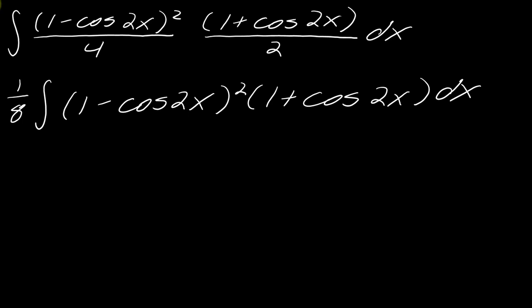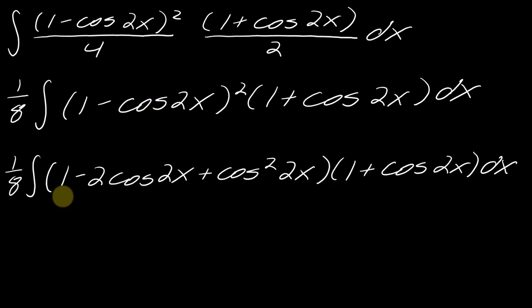So I'm going to go ahead and do that, okay? So that leaves me with 1 minus cosine 2x squared and then 1 plus cosine 2x. So this I can FOIL out. So let's do that. So I'm going to FOIL this part out here. So I get 1 minus 2 cosine 2x plus cosine squared 2x, and then still I have to multiply by this. So now I have to multiply all of this together.